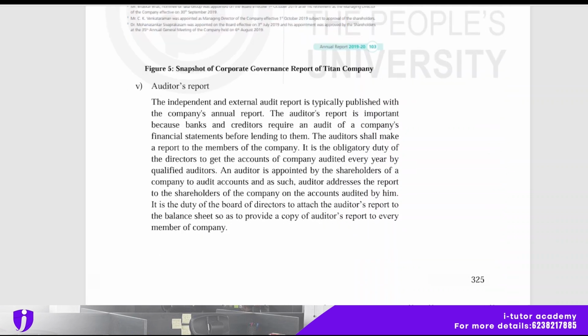An auditor's report, the independent and external audit report, is typically published with the company's annual report. The auditor's report is important because banks and creditors require an audit of a company's financial statement before lending to them.